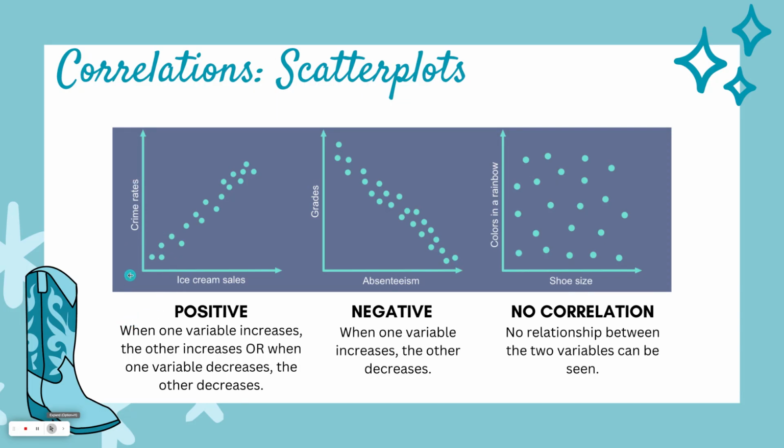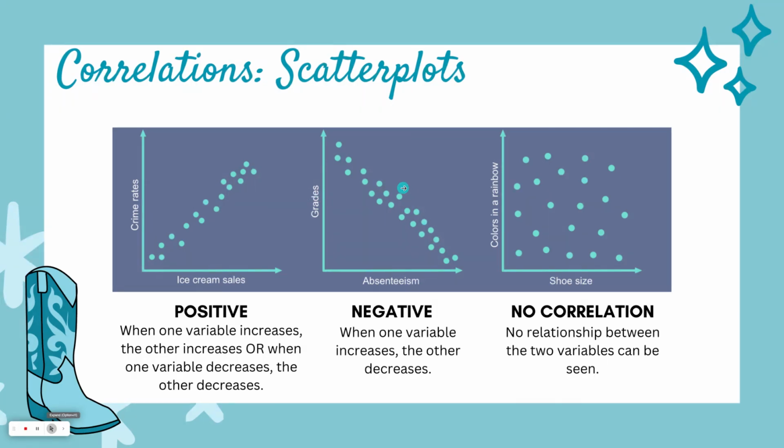So we can see in this that as ice cream sales go up, crime rates also go up. Now, be careful here. This is not saying that higher crime rates lead to higher ice cream sales or that more ice cream sales lead to or cause more crime. It's simply saying that they have a relationship.